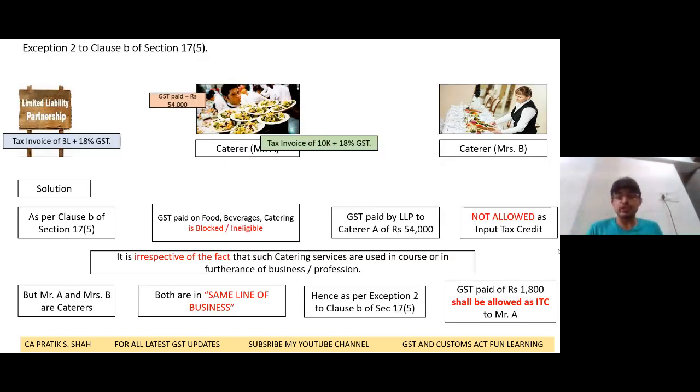So what is the conclusion coming out here, sir? That if supplier and recipient both are in the same line of business, ITC is allowed. आप भी caterer हो, वो भी caterer है. Same line of business, you can take the rights. Clear? What is exception number 2? Only 2 exceptions are there.